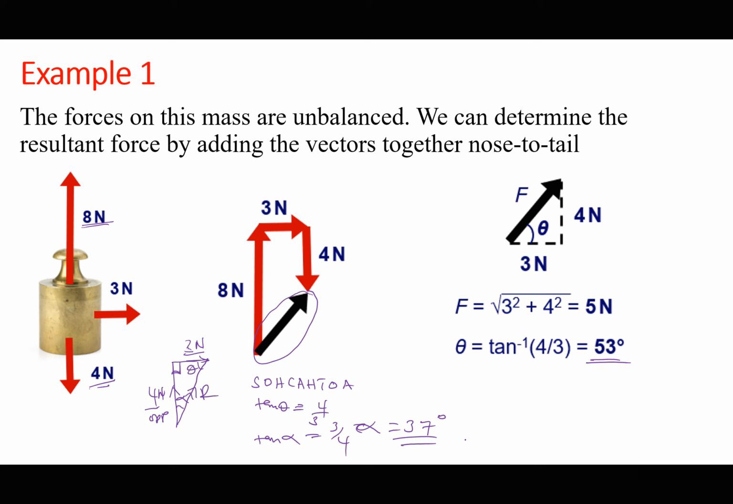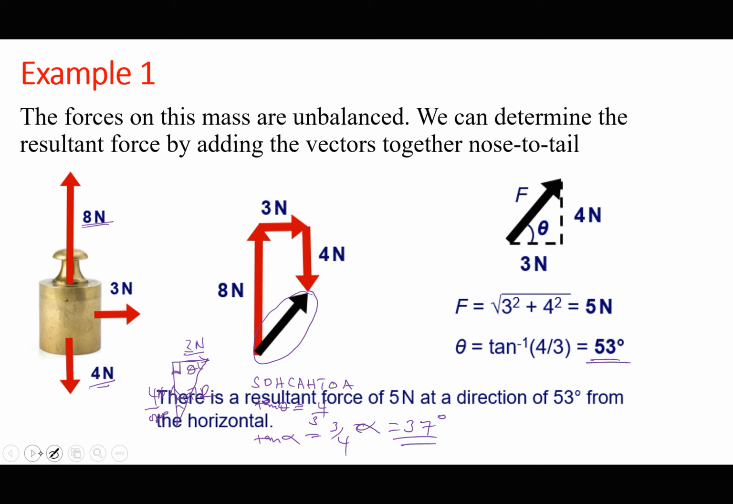Of course, we saw in the unit called force, density, and pressure, you could do this to scale. Alternatively, we have also seen under the first unit of physical quantities and units that you could find the resultant from a scale diagram or from trigonometry and so on. There is a resultant force of 5 newtons at a direction of 53 degrees from the horizontal. This is how we write the resultant.